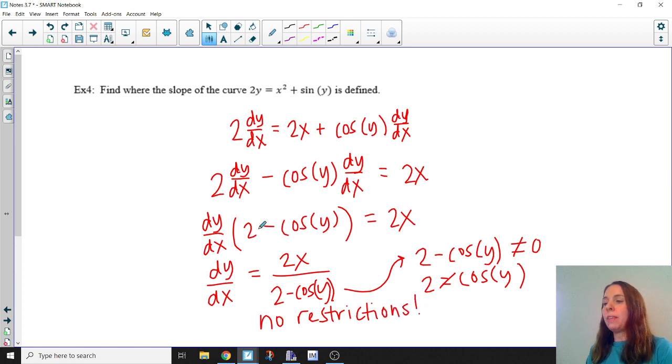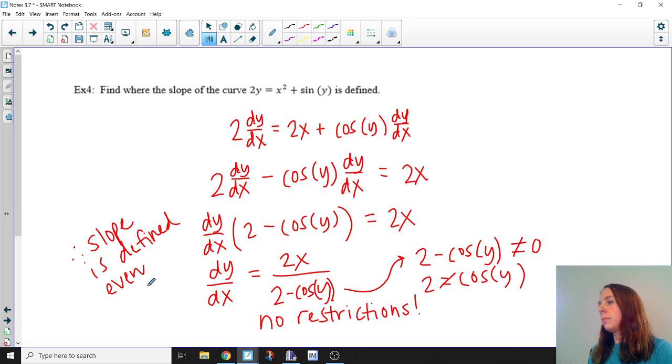And if there's no restrictions here or here, then that means, therefore, the slope is defined for all points. Or I'll just say the slope is defined everywhere. Good news.